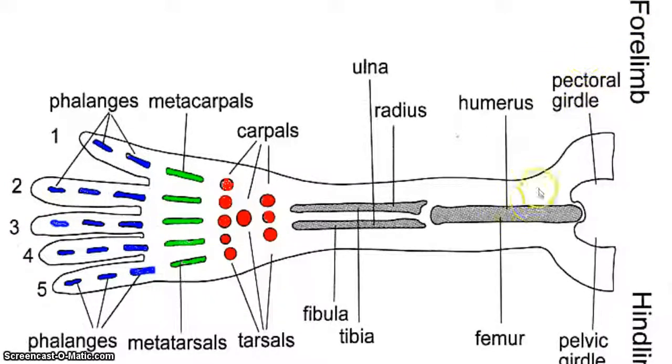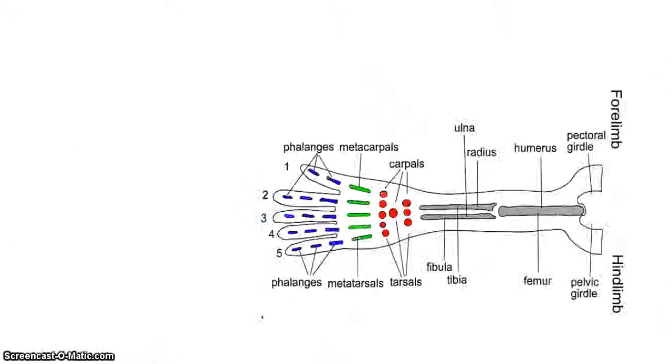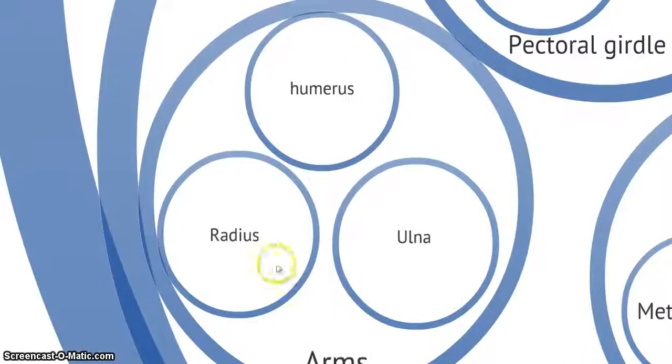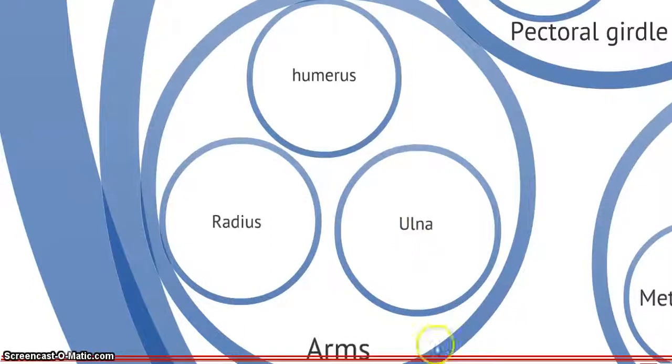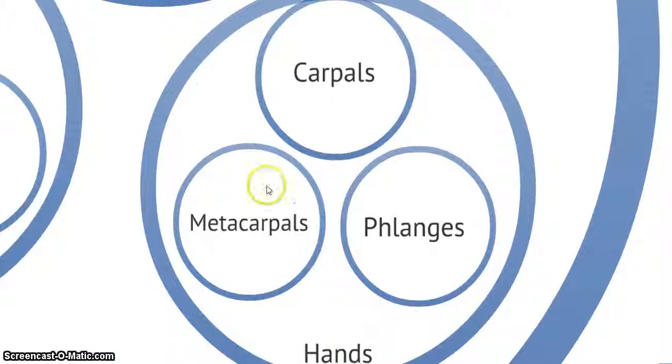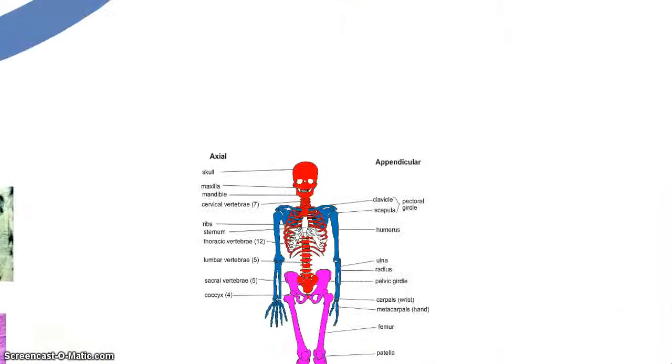There's the pectoral girdle, which connects to the humerus over here. Then we have the radius and the ulna, the carpals and metacarpals and the phalanges. These would all be part of the wrist and the hands. So we have the humerus, the radius and the ulna as part of the arms. We have in the hands the carpals, followed by the metacarpals, wrist bones, and lastly the finger bones, the phalanges.